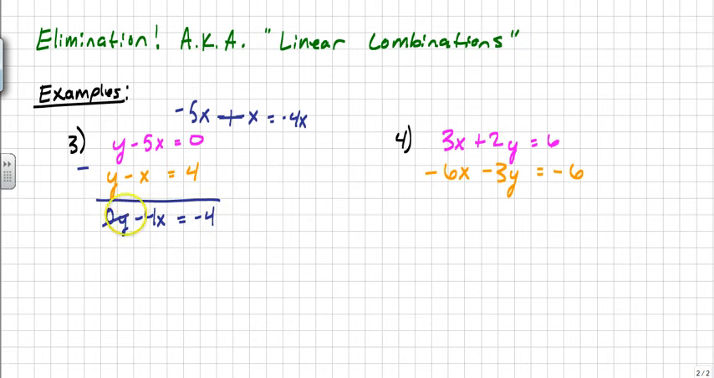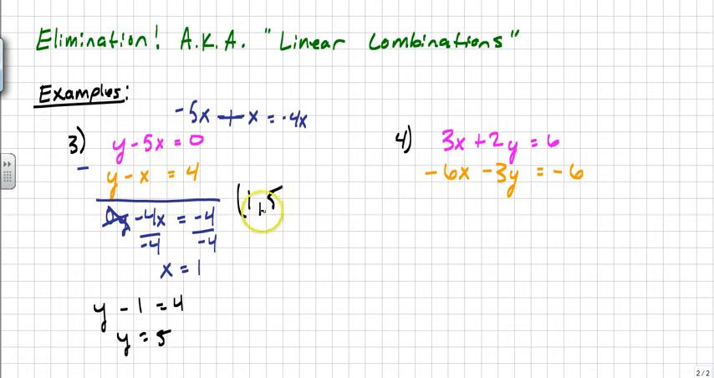So as you can see, my y's have gone away, and all I'm left with is negative 4x equals negative 4. So it's just one step, divide by negative 4. I get x equals 1, which again, I knew because this is the same problem from the first two examples. Now that I have x equals 1, I'm going to plug that back into an equation, and I'm going to choose the second equation just because it looks better. So y minus 1 equals 4, y equals 5. Again, my point is (1, 5), which is what I got in the first two methods. Same problem, first two methods.